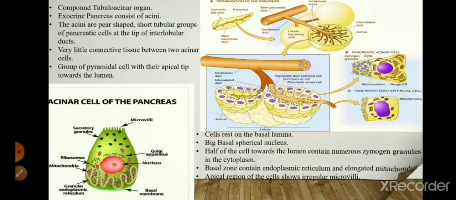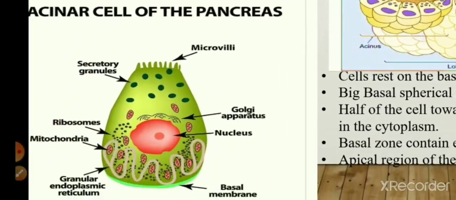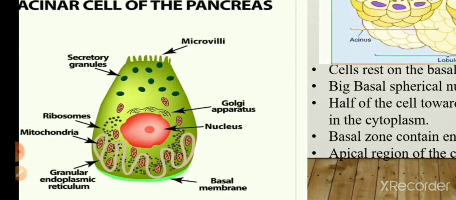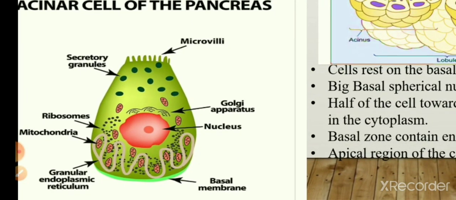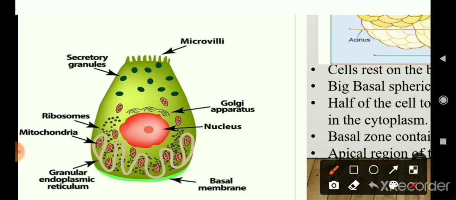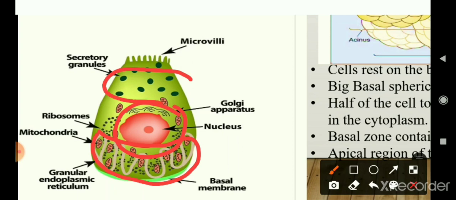We can neatly observe this structure in the given photograph of acinar cell of pancreas. Here we can see the large nucleus, elongated mitochondria, presence of secretory granule that is zymogen, and presence of microvilli on the apical region.